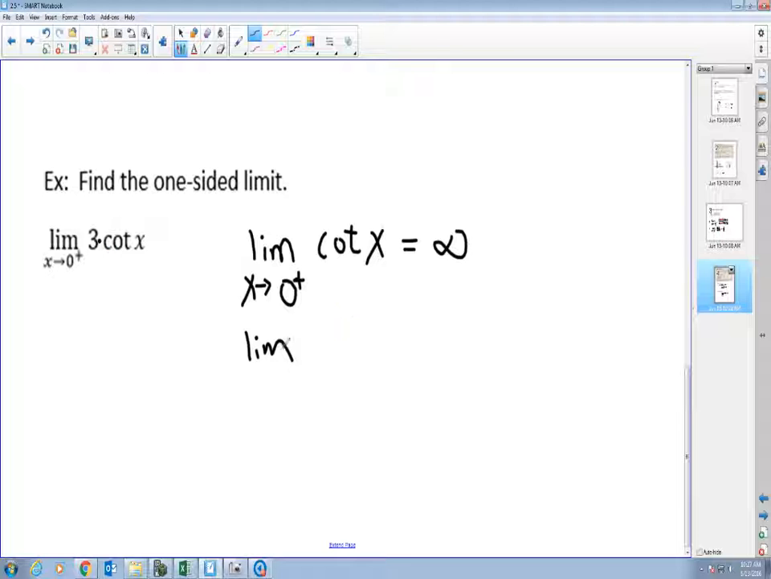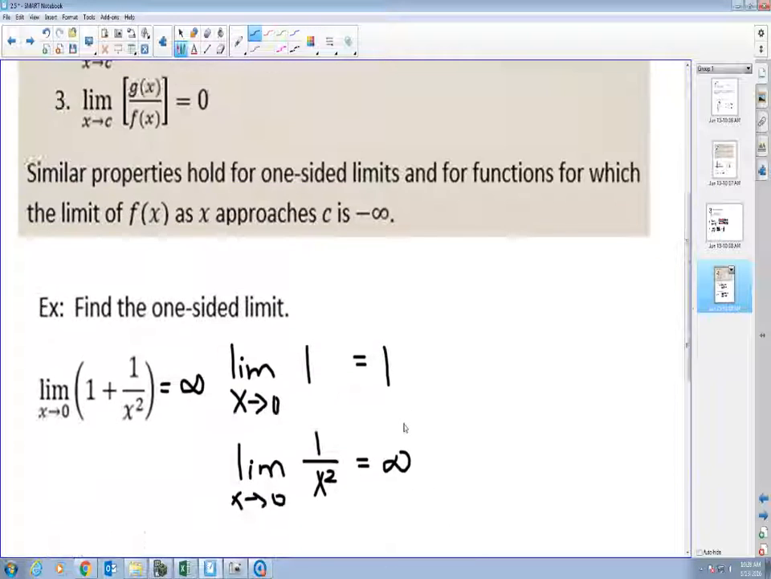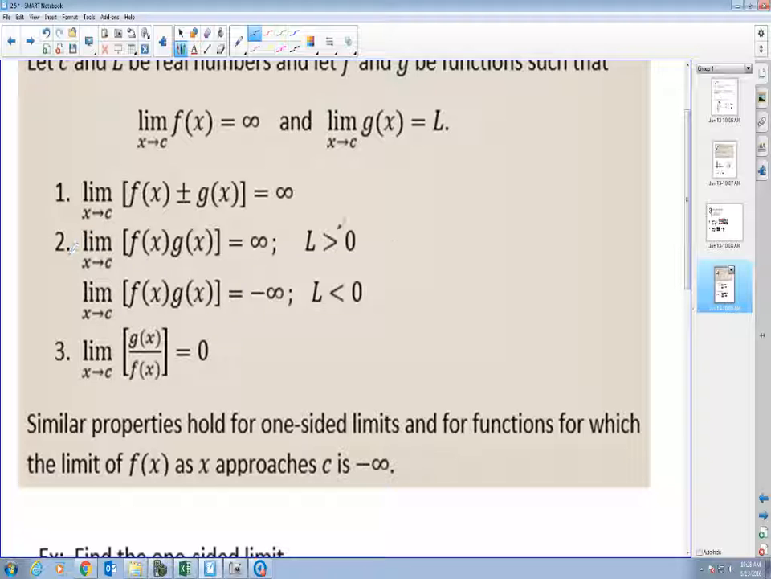The limit of 3 as x approaching to 0 from the positive side should still be 3. So since this limit is a positive 3 times infinity, that will tell me my limit for the entire function is increasing without bound, infinity. That would be this one right here. So just a couple examples on the property of infinite limits. And that will conclude this video. Thank you for watching.